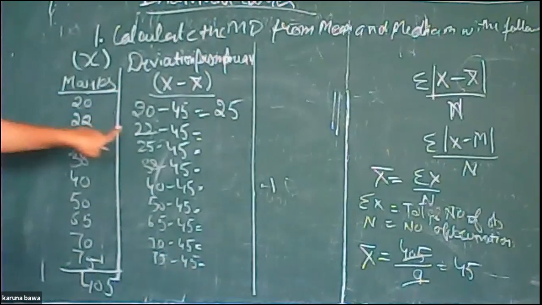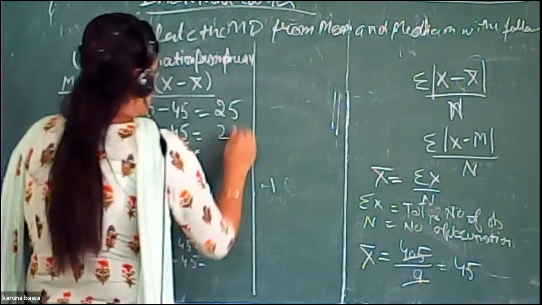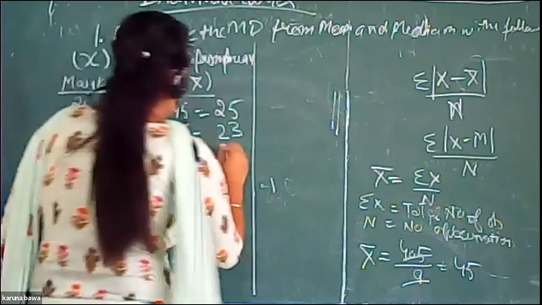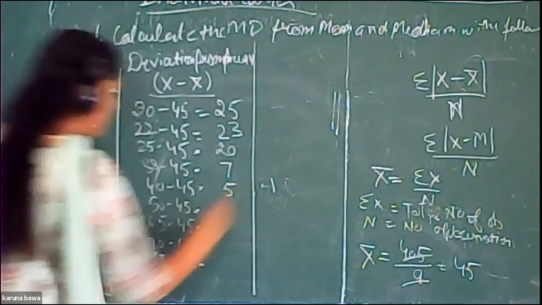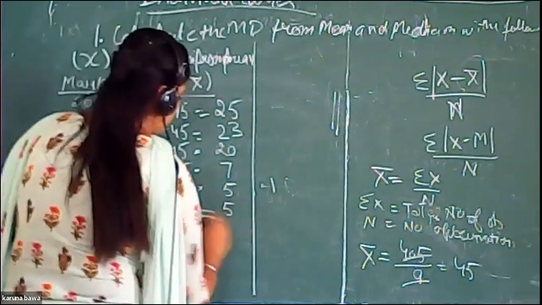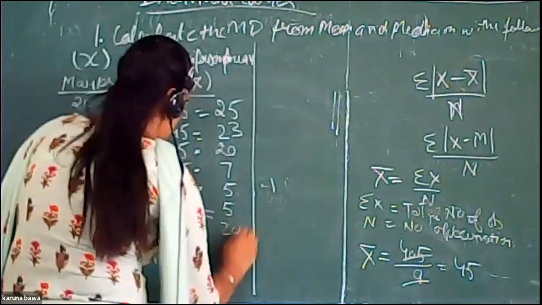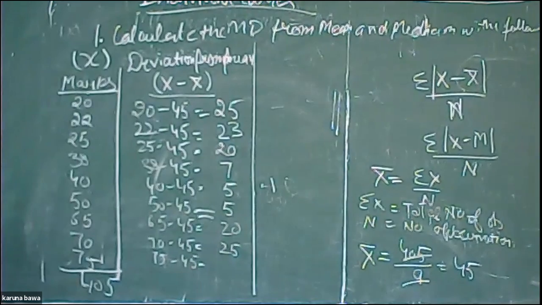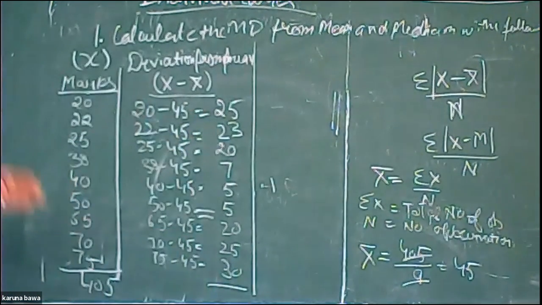So 22 minus 45 is, on the other hand, 23, 20, 7, 5, again 5, 65 minus 45 is 20, 25. Now lastly 75 minus 45, that is equal to 30. So this is the value of deviation from mean.